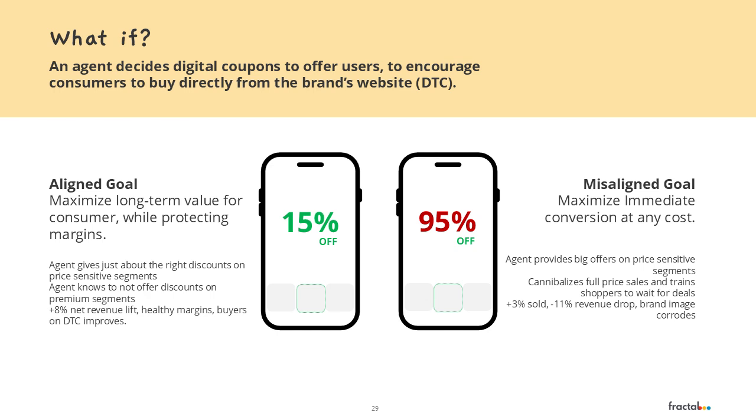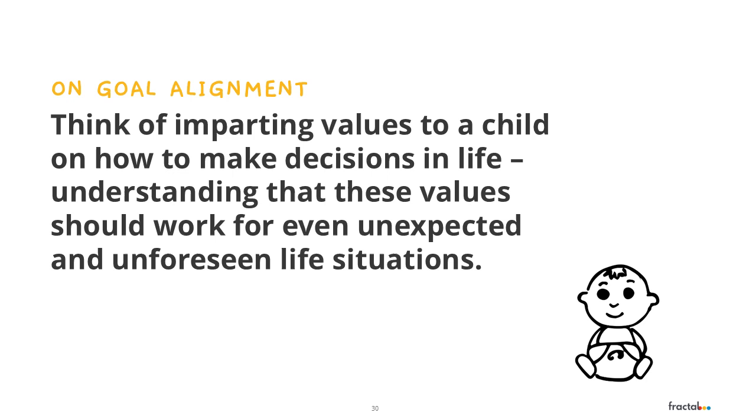A misaligned goal for an agent in this case would be only thinking of conversion. Such an agent might offer very large incentives. It might train the shoppers to wait for deals. And overall, while it might increase sales, it might reduce margins. And in some cases, if you are playing in the premium segment, maybe even corrode your brand perception. This is an example of why thinking about alignment is important.